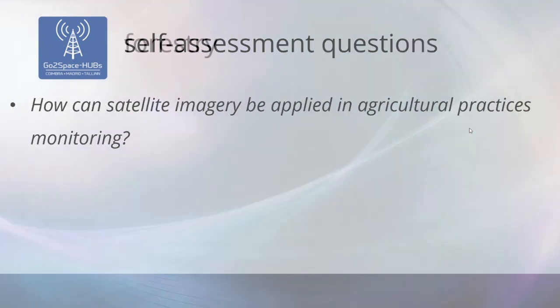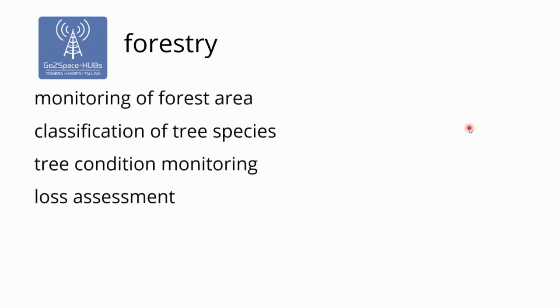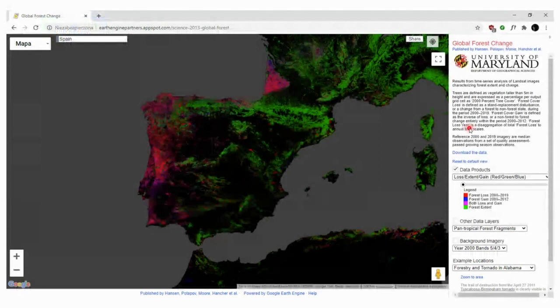And let's go to forestry, another vast field of applications. So, of course, we can monitor by, for example, classifying. We can monitor the area of forest. Like here, we have already made service. We can use it for free. That's Global Forest Change. That's not one of the Copernicus services. It's provided by the University of Maryland. So we can look, for example, at information about loss, extent, gain.